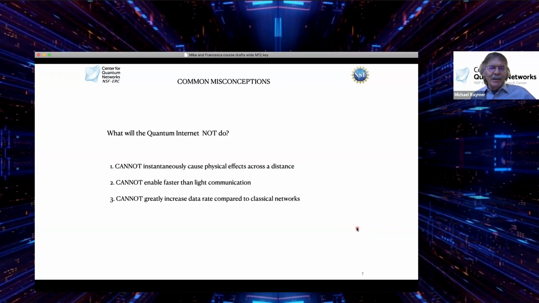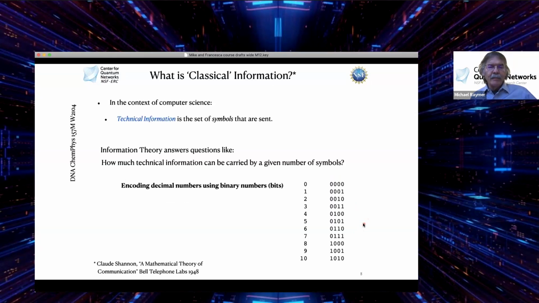But these rules are steadfast rules that are founded on relativity theory and quantum physics. And on a practical matter, number 3, you cannot increase the data rate compared to classical networks. So if you can't do those things, what can you do? Well, I just showed you on the previous slide what you can do. And those are equally important as these science fiction topics, which we cannot do.